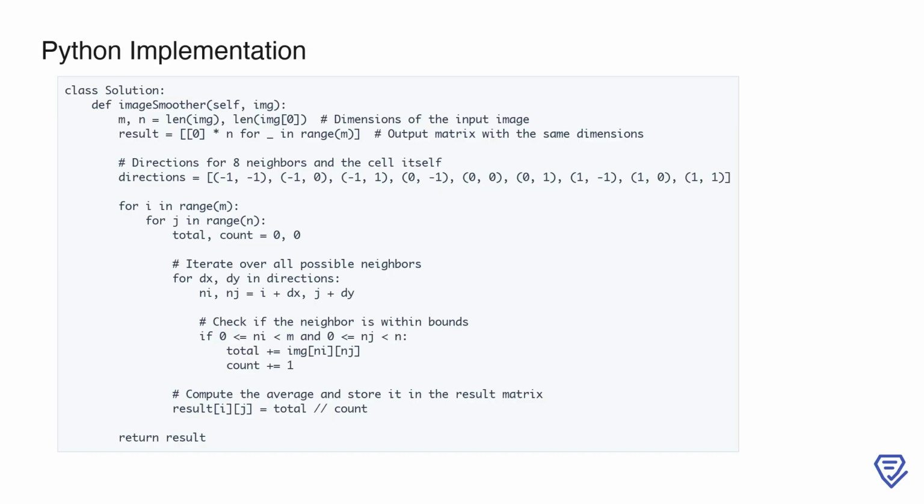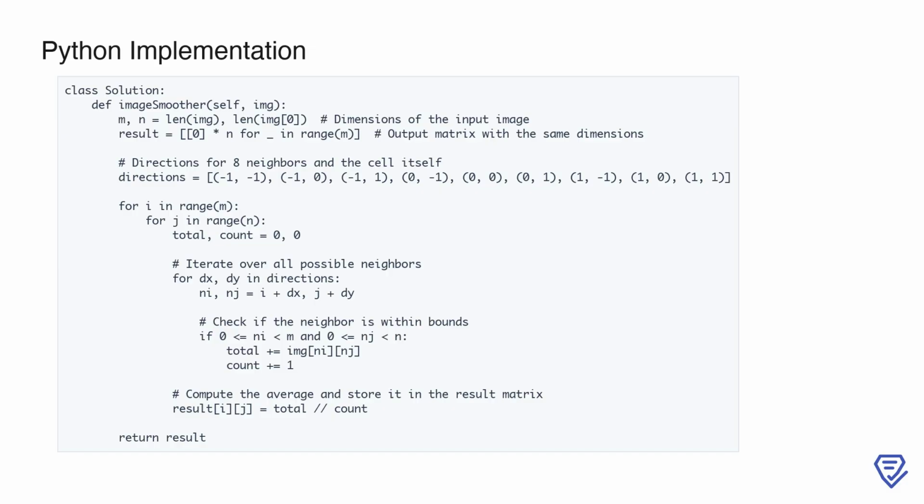5. Boundary check. For each neighbor, ni, nj, the function checks whether the neighbor is within the bounds of the matrix. If it is, the value of the neighbor is added to total, and count is incremented. 6. Compute average. After processing all valid neighbors, the average is calculated as the integer division of total by count. This value is assigned to the corresponding cell in the result matrix. 7. Return result. Once all cells have been processed, the result matrix containing the smoothed values is returned.